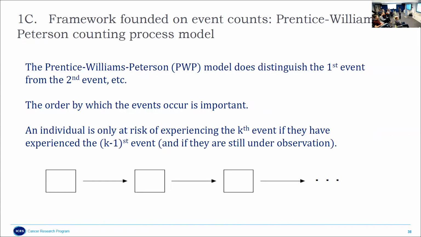Now, in the PWP framework, that's a little bit different. Here, it does distinguish between the first and second and third, etc. events. And because the ordering is important, it means that the person is not going to be at risk for their second event until they experience their first event. I know that sounds really obvious, right? But you have to model that, so the model knows what's obvious to you. And so what the PWP does, if you think of it this way, is it says that you're only at risk of the first event initially. Once you've had it, maybe your profile changes and now you're at risk of another event. Okay? So that is the PWP model.